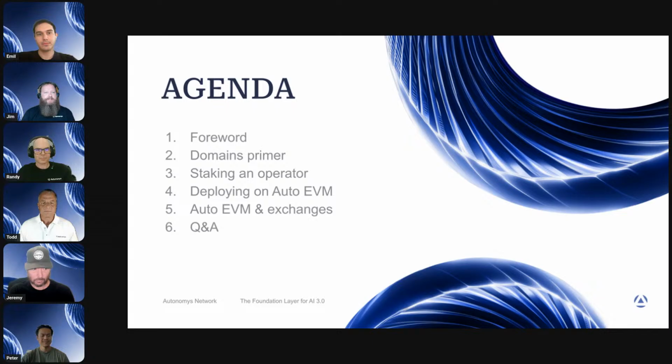Okay, so now let's take a quick look at what we're going to be covering today. First, you'll hear a few opening remarks from Todd as we reflect on what this milestone means in the broader context of the autonomous journey. I'll then walk us through a domains primer, covering what domains are, how they're architected, and the roles of farmers, operators, nominators, and builders in this new execution model. Jeremy is going to show us how to stake an operator, including a walkthrough of the staking process using Polkadot.js. Emil, as I mentioned, is going to deploy a smart contract live to Auto EVM on mainnet, walking through the dev workflow and highlighting the resources available to builders.